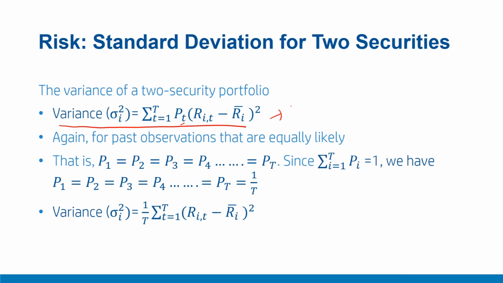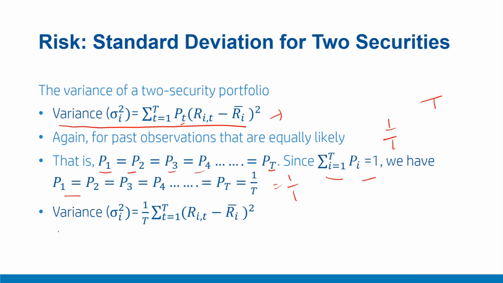Now, if the probability of observing each observation is equally likely, then in that case, P1 equal to P2 equal to P3 and so on up till PT. We also know that summation of Pi is equal to 1. In that case, each probability becomes 1 upon T. So if there are T observations and all of them are equally likely, then each of them becomes 1 upon T.